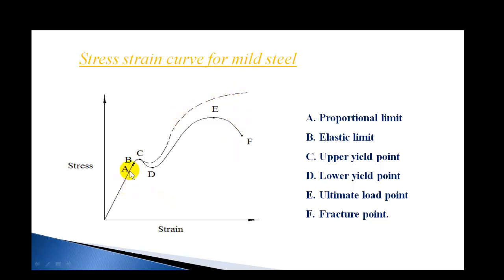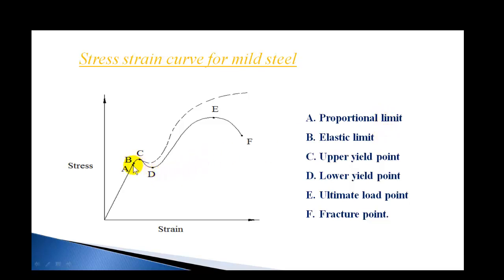Now I have marked a number of points here. A is the proportional limit and B is the elastic limit. A and B are very close points, and for most materials there is no distinction between proportional limit and elastic limit. If they are distinct, the elastic limit is going to be slightly above the proportional limit, and they are also used interchangeably.